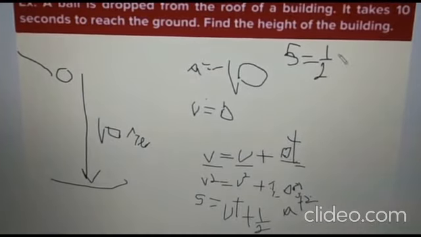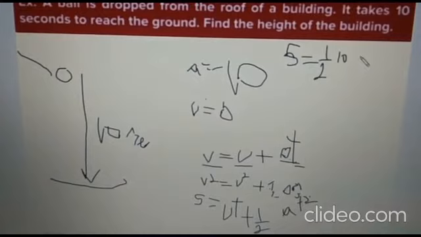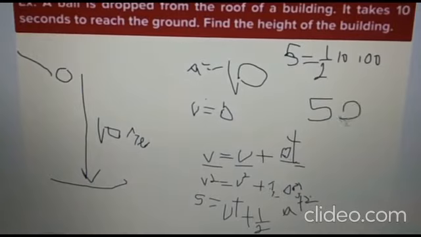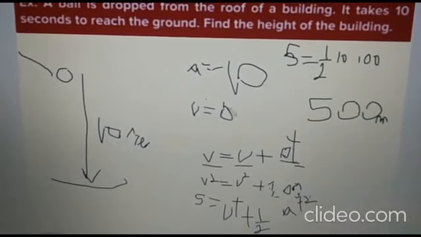Now acceleration we have taken as 10 into the t square. So time is given as 10, and if we square it, it comes 100, and the final answer will come 500. So the answer is 500 meters. Okay guys, now let us move on to the next question.